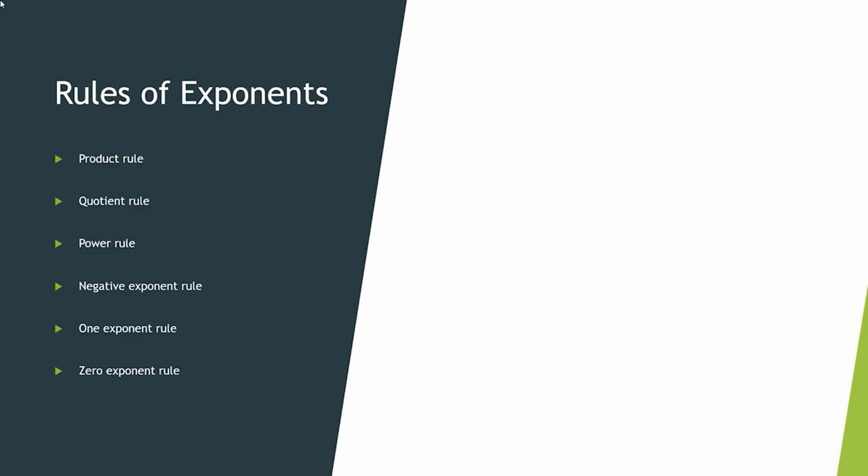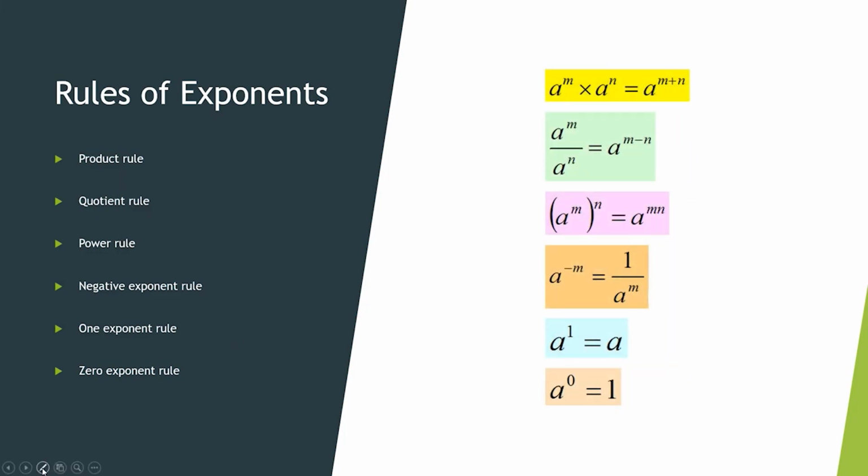So here are the rules of exponents. The first one here is the product rule, because you're multiplying. And when you multiply exponents, you add the powers together. Next is the quotient rule. Quotient because you're dividing. And when you divide them, the base has to be the same, that's why these letters are the same, you subtract the powers.